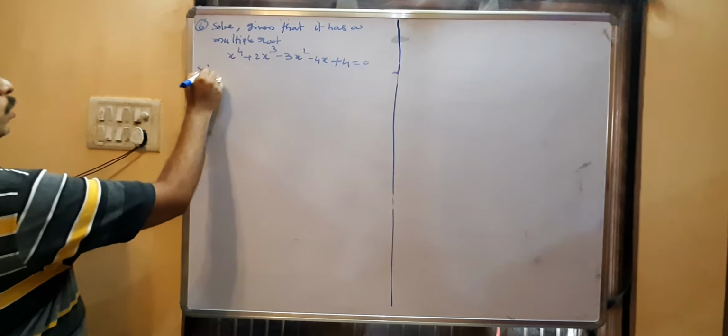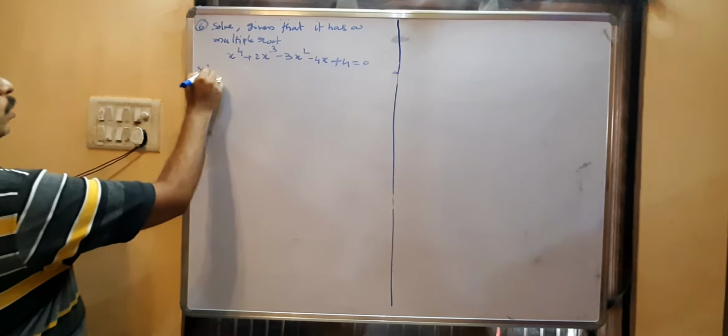Every quotient is present, so directly you can write 1, 2, minus 3, minus 4, 4. Now allot 0, 1. 1 into 1, 1, 3. 1 into 3, 3. We get 0, 1 into 0, 0. Minus 4 will get minus 4. Remainder you got it 0. That means 1 is a root.